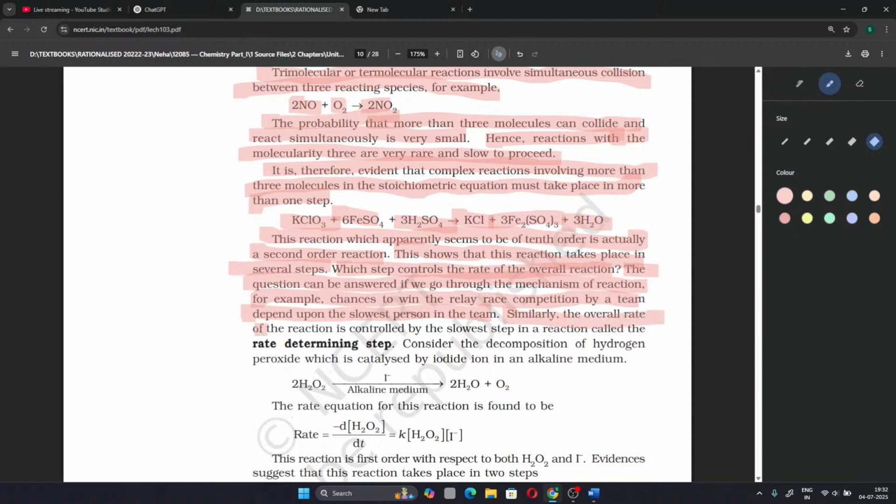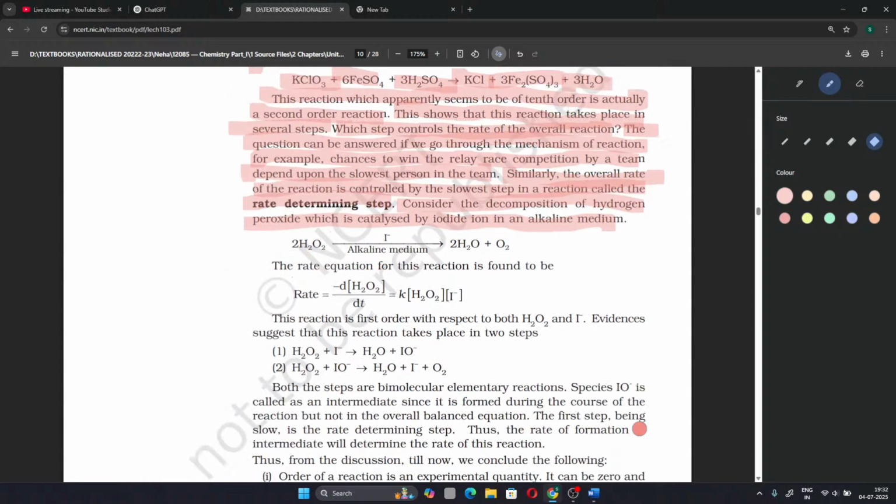Similarly, the overall rate of the reaction is controlled by the slowest step in a reaction, called the rate determining step, RDS. Consider the decomposition of hydrogen peroxide, H2O2, which is catalyzed by iodide ion in an alkaline medium. It decomposes to give 2H2O plus O2.